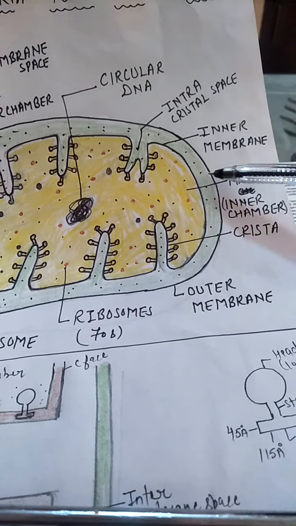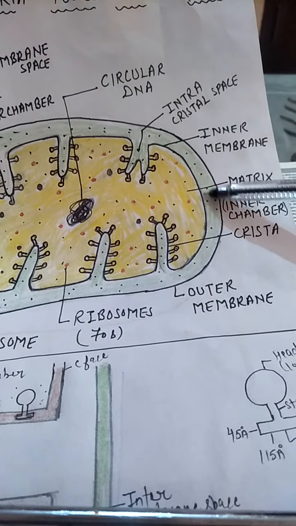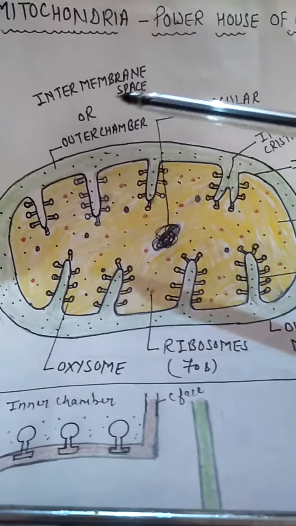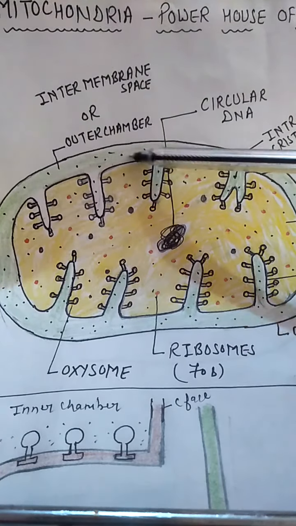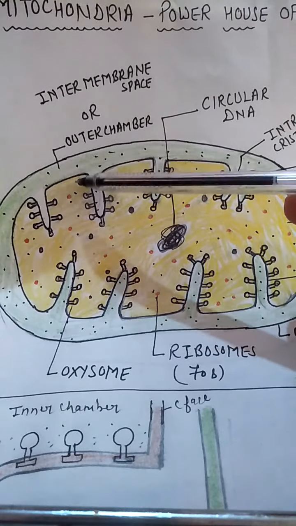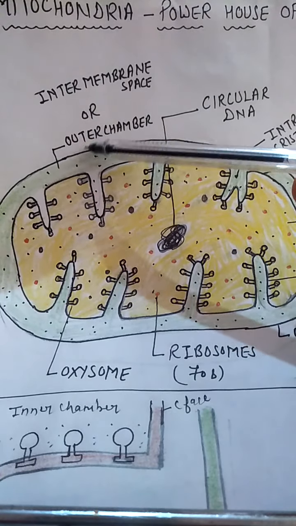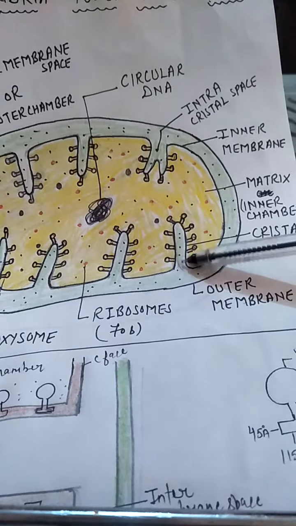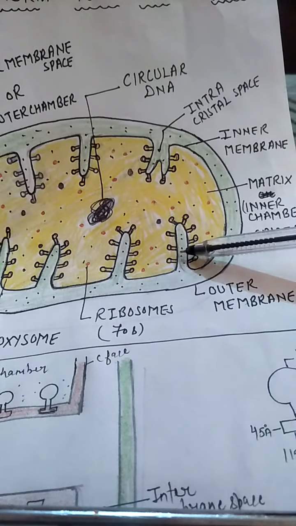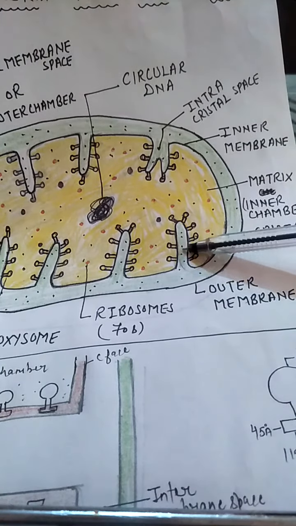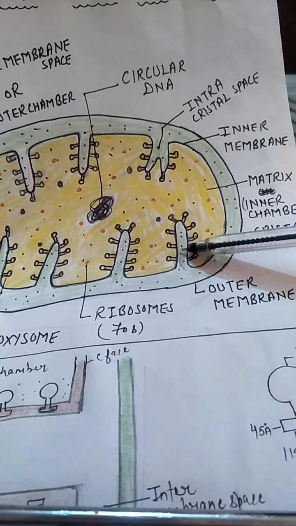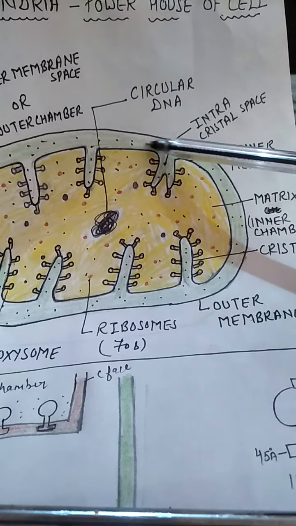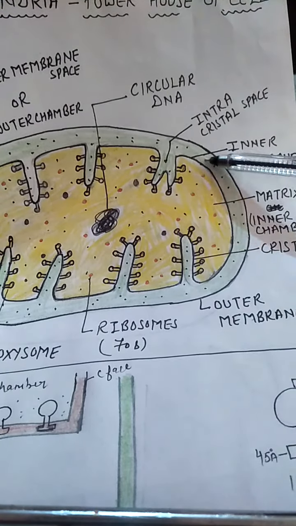Now, the space between the inner membrane and the outer membrane is known as the outer chamber. It is known as the outer chamber or intermembrane space. Now this is one crista, and you can see in the crista there is also a space, and this is known as the intracristal space. It is continuous with the intermembrane space.